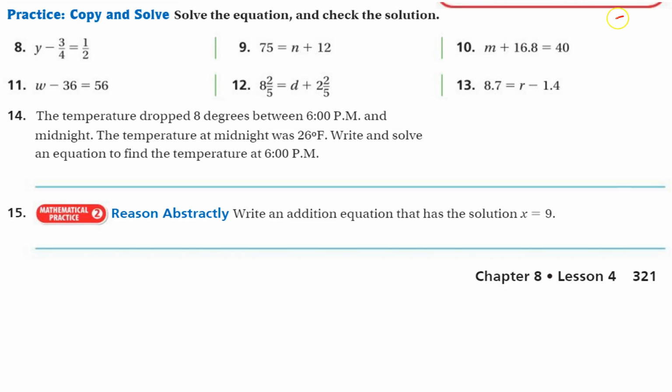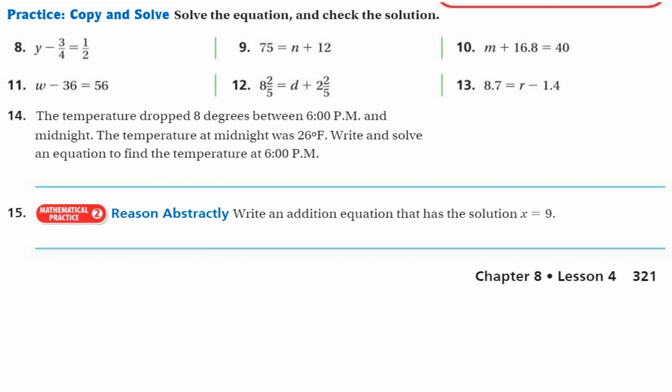All right, now I'm on the bottom of page 321. Let's go over some more examples. Now, really focus, really pay attention to what I'm doing in the video, because this is exactly what your homework is going to be like. So if you pay close attention now, you might not need to even watch the homework videos. You might be able to solve the problems on your own, okay, which that's what we want.